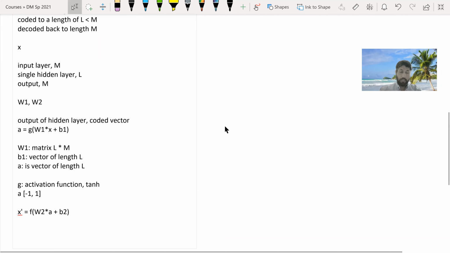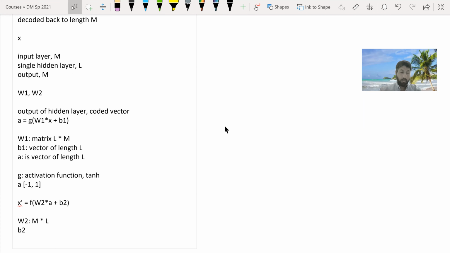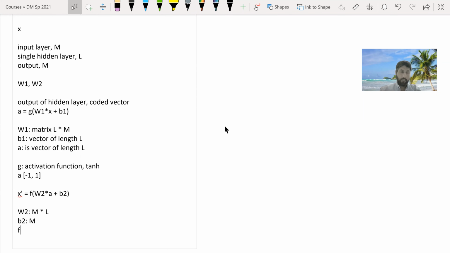So what are the dimensions here? W2 again is a matrix. Its output size is m, and its input size is L, so we are multiplying it with A. A is a vector of size L. So B2 is a vector of size M, and that is our output. Okay? And then F is an activation function, usually linear. Okay?